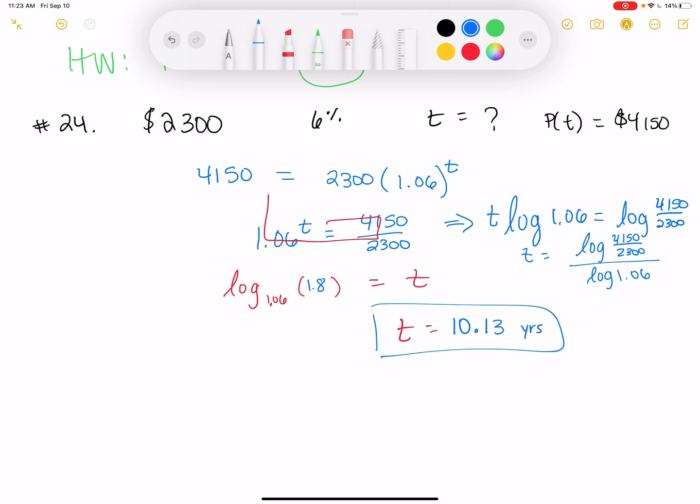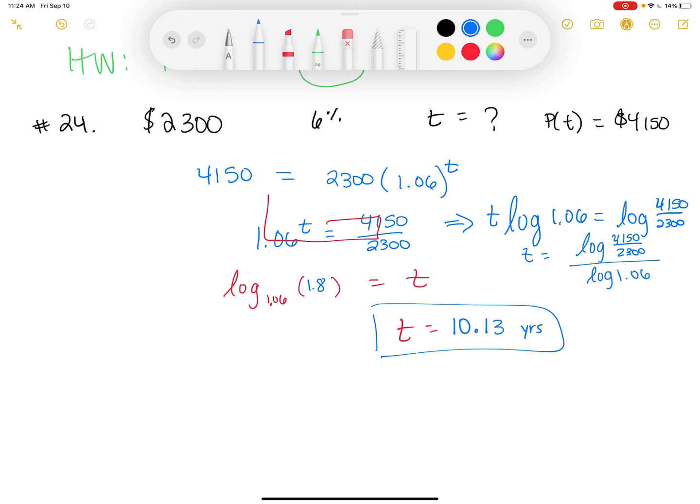Probably a difference of just if you rounded early or not. Without rounding, it's 10.087. Yeah, that's fine. That's one of those things where I'm not going to be that picky about it, because if you round or don't round, it's like a second answer.